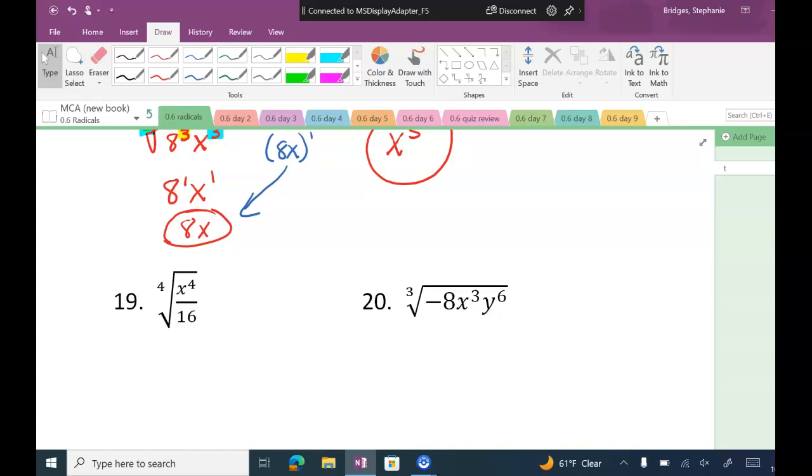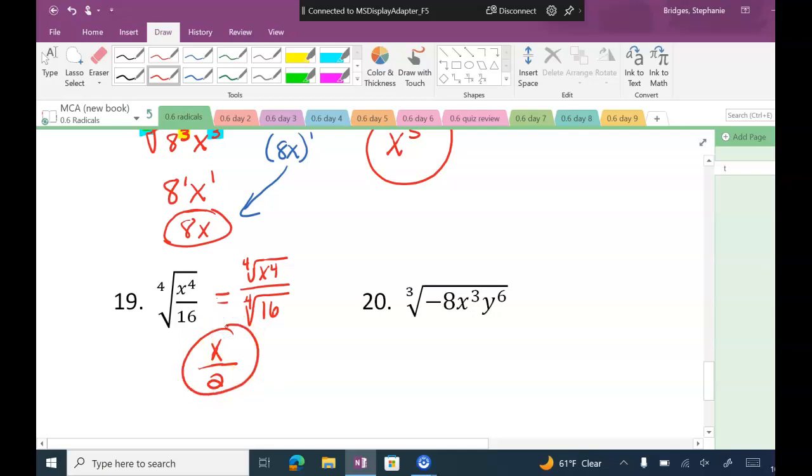All right, number 19, I am taking the 4th root of x to the 4th over 16, which means I am going to take the 4th root of x to the 4th, and I'm also going to take the 4th root of 16. What is the 4th root of x to the 4th? X. And what is the 4th root of 16? 2. So I get x over 2.